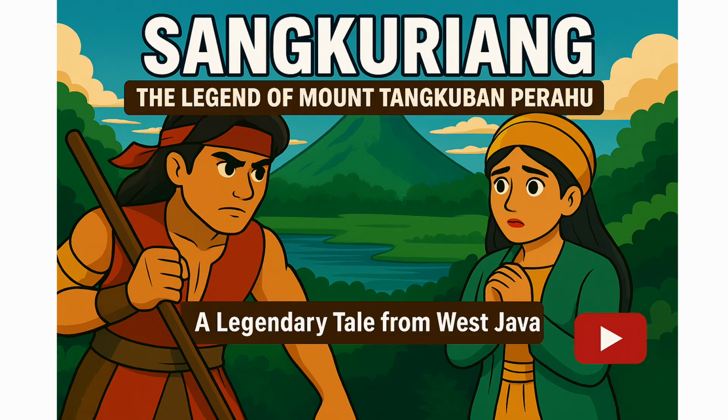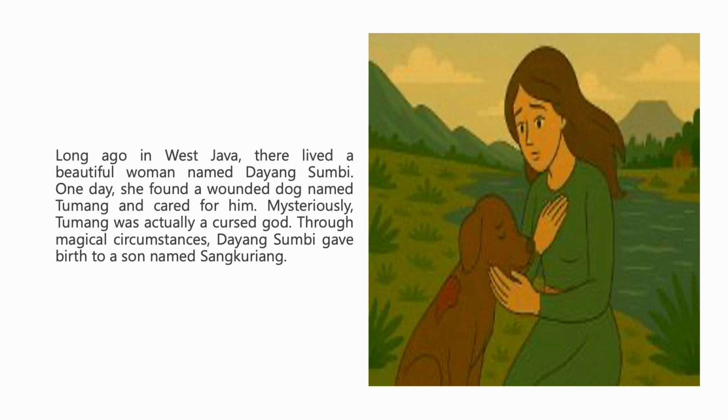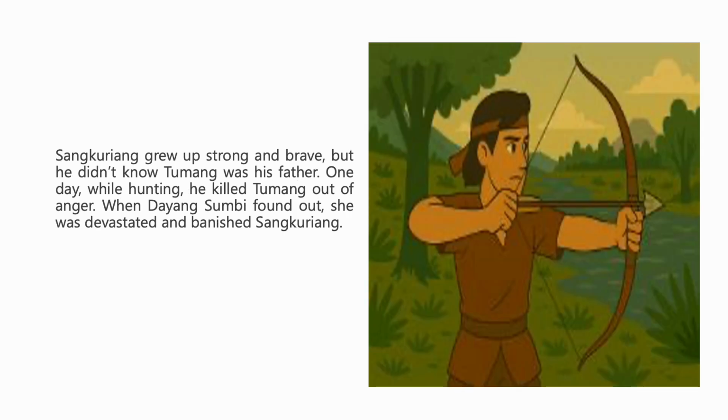Sangkuriang, the legend of Mount Tangkuban Perahu, a legendary tale from West Java. Long ago in West Java, there lived a beautiful woman named Dayang Sumbi. One day, she found a wounded dog named Tumang and cared for him. Mysteriously, Tumang was actually a cursed god. Through magical circumstances, Dayang Sumbi gave birth to a son named Sangkuriang. Sangkuriang grew up strong and brave, but he didn't know Tumang was his father.